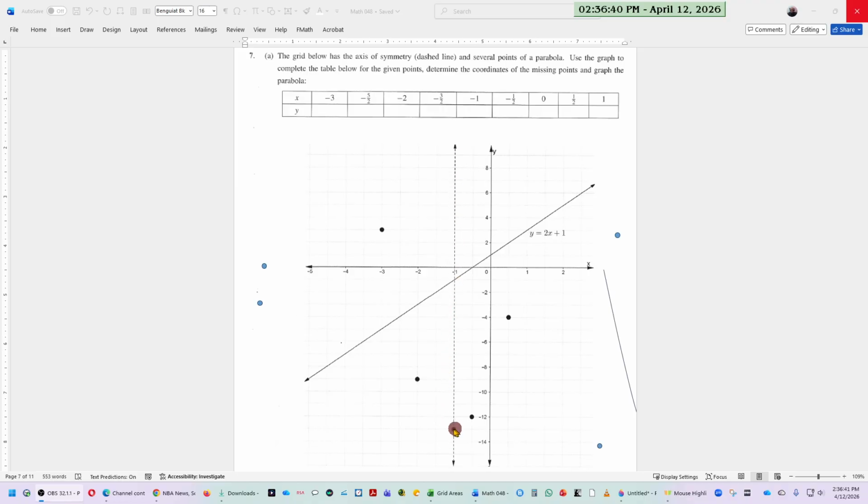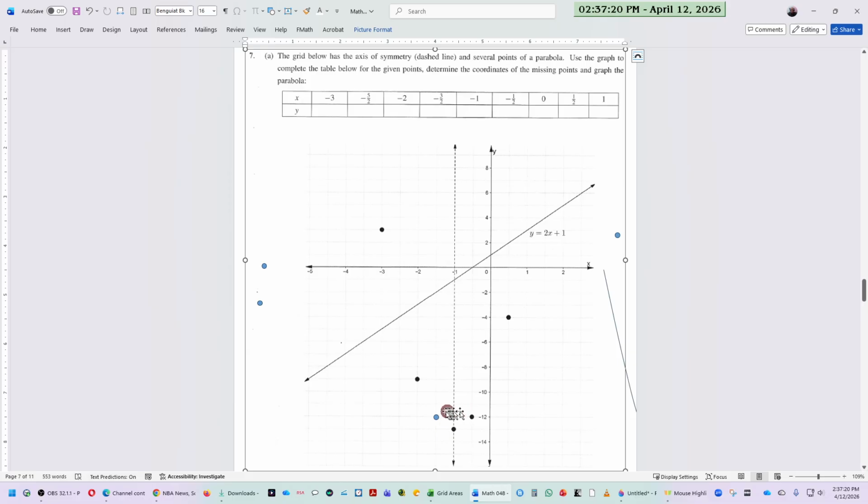So this is the lowest point. And what happens is on either side of this line, the points are going to be equally distant. So I'm going to move this point. Notice it has to line up with the -12 on one side. That point is 1 unit away from the dotted line, so this point is going to be 1 unit away from the dotted line. So this point will mirror this point.